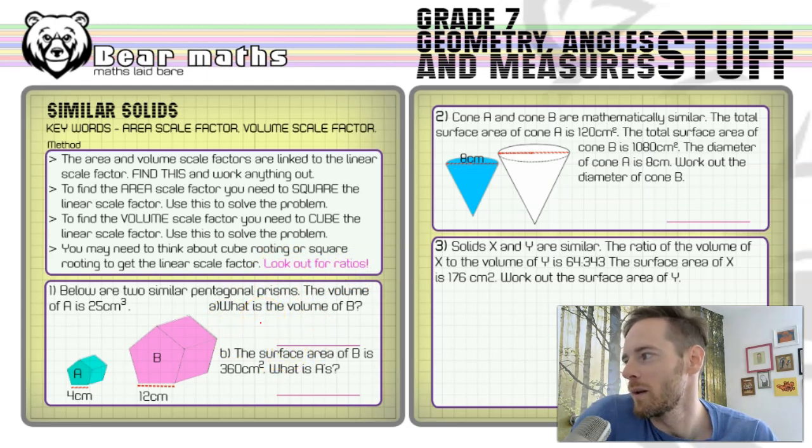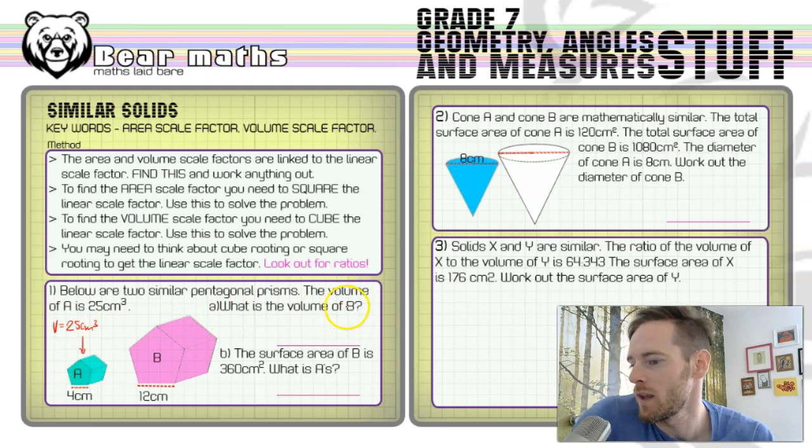So in number 1 below are two similar pentagonal prisms. Right? There is no formula to work out the volume, the area of a pentagon. So therefore, there's no formula for working out the volume of a pentagonal prism, but they are similar to one another. Now the volume of A is 25 centimeters cubed. The volume of this small one is 25 centimeters cubed. So I could write that there, just over the top of it. That's our volume. All right. We've got to work out what the volume of B is.